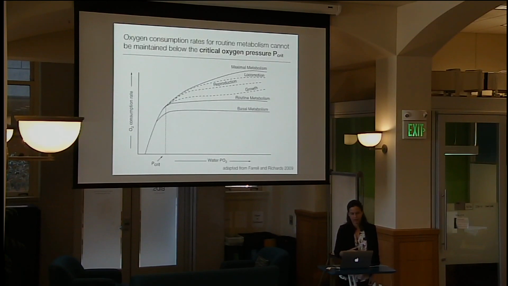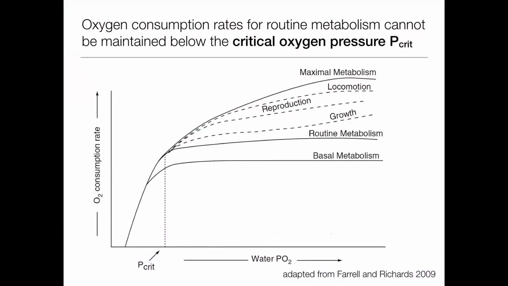So one way to measure hypoxia tolerance for animals is to measure the critical oxygen pressure. When animals are swimming around, they're consuming oxygen at a particular rate. Depending on the activity, whether it's routine, or just sitting there not doing anything, or maybe they're growing or reproducing or just swimming around, that changes the amount of oxygen they're consuming. But the routine metabolic rate is one right here. This is sort of an animal at rest, not doing anything in particular.